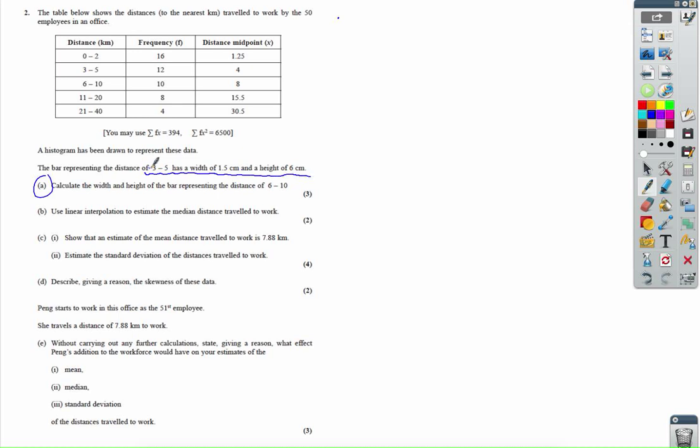So the bar representing 3 to 5 has a width of 1.5 and a height of 6. So you needed to be thinking about it. Let's just draw a bar, shall we? It's got a width of 1.5 and a height of 6, so that gives it an area of 9 centimetres squared. Okay. So that is representing 12 people. So 12 people representing 9 centimetres squared, or 9 centimetres squared representing 12 people, means that each one person, and there are loads of different ways of working this out, is equal to 3/4 of a centimetre squared.